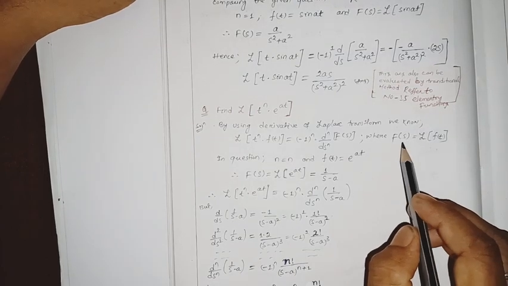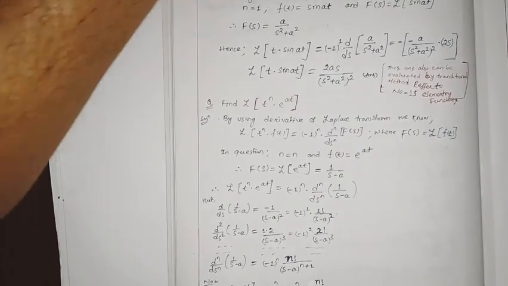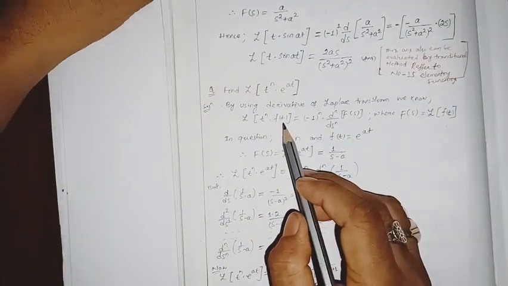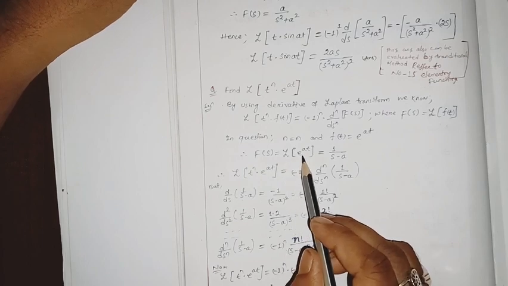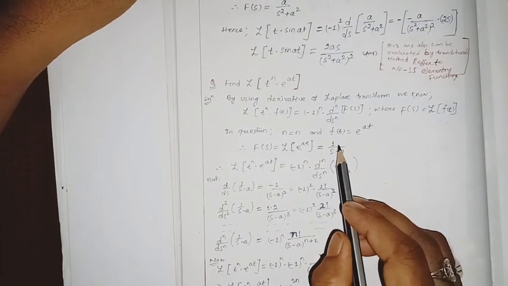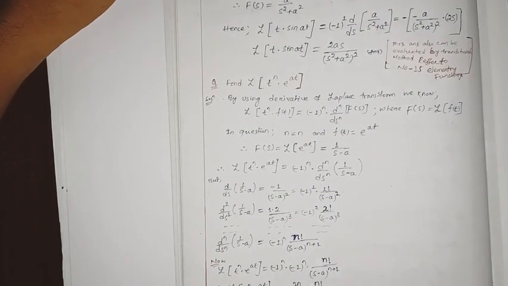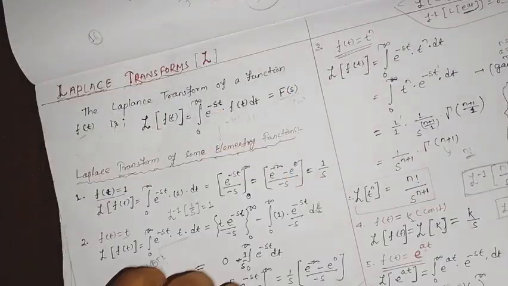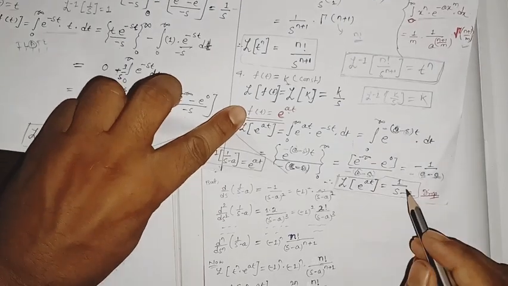So capital F of s is nothing but the Laplace transform of f of t, where f of t in the question is e to the power at, and we know that the Laplace transform of e to the power at is nothing but 1 by s minus a. You can refer to our elementary functions. Already we have discussed that the Laplace transform of e to the power at is 1 by s minus a.